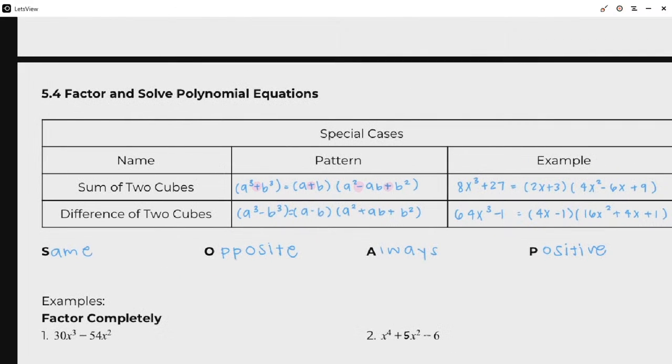And we can do the same thing for the negative. If we started with a minus here, it would be the same sign first, so the minus, and then it will be the opposite sign, so that's why that's a plus, and the last one is always positive.